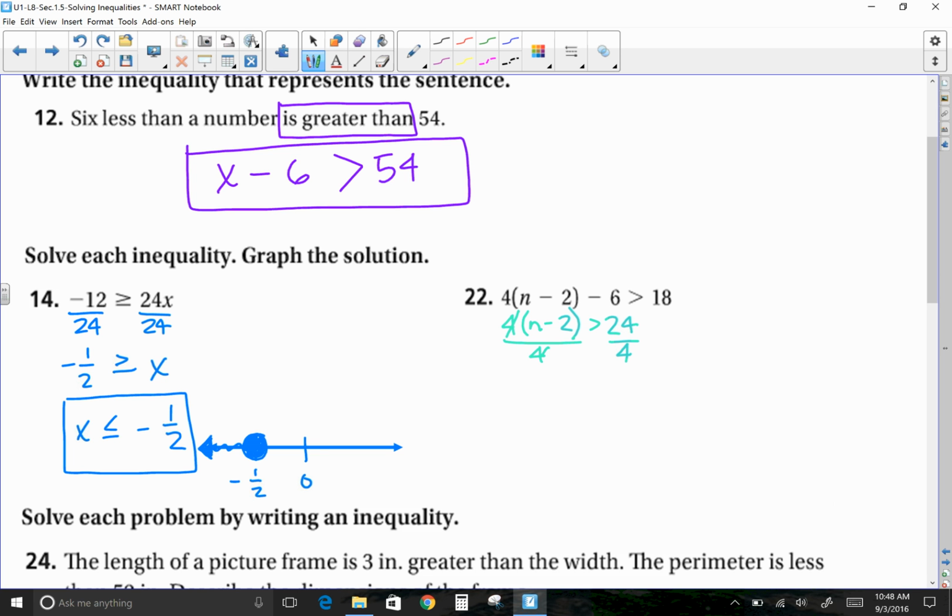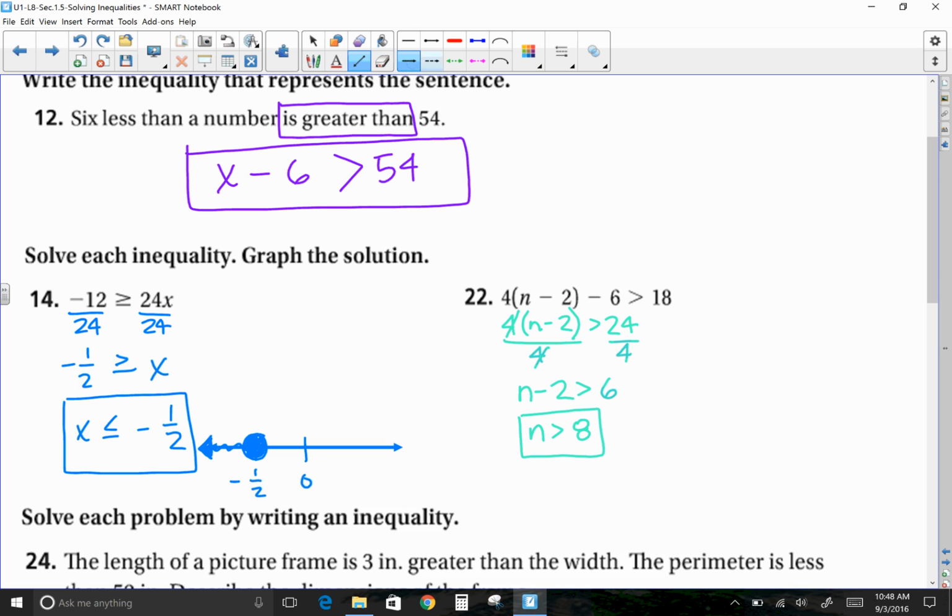So the 4 divided by 4 over here leaves me with n minus 2. 24 divided by 4 is 6. And then to bring that 2 over, we're going to add, because we do the opposite of what we see, or the inverse, excuse me. So n is greater than 8. And that is my algebraic answer.